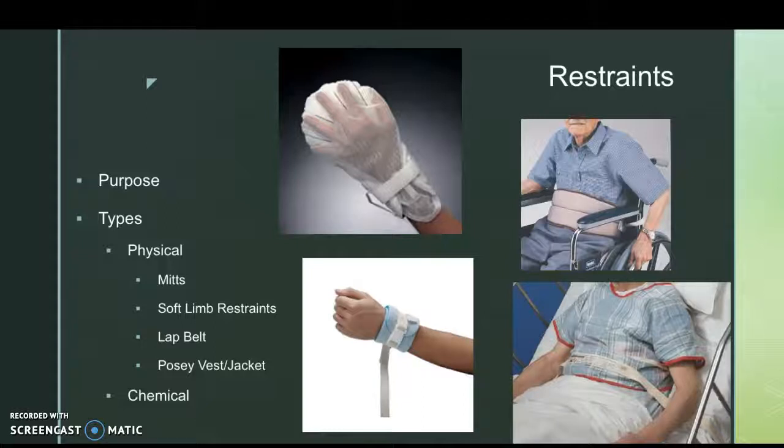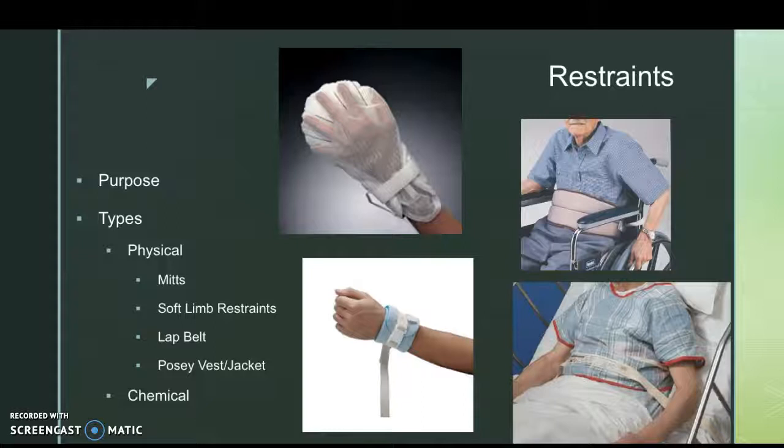Another type of physical restraint is when all four bed rails are up. That's a concern, obviously, for falls, but also it is considered a restraint, and we cannot have all four bed rails up. So when we look at these different pictures, the top left picture with the hand is called a mitt, and it does not restrict arm movement, but it does restrict the grasping potential of the hand. So if they were picking at a wound or a dressing, this would eliminate that pincher reflex and inability to grab something.